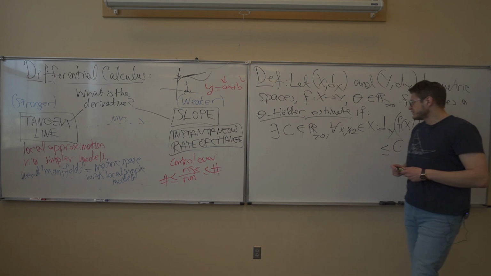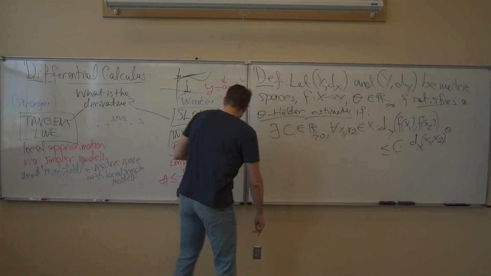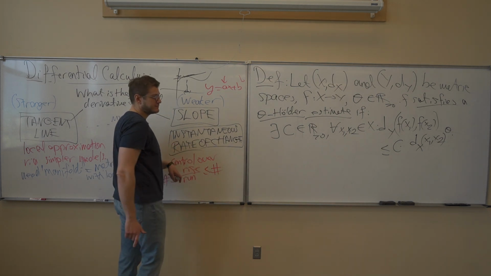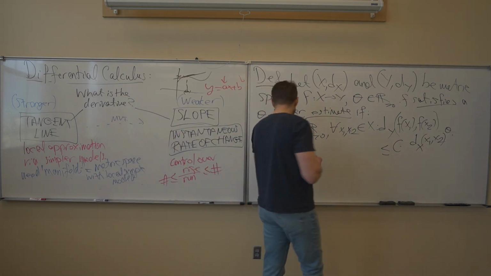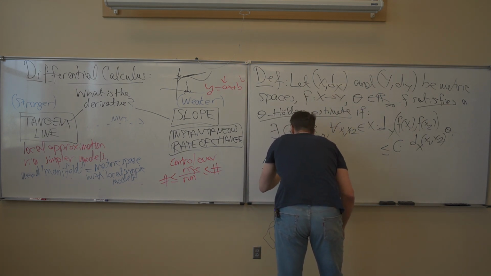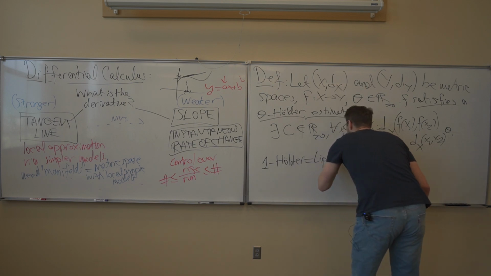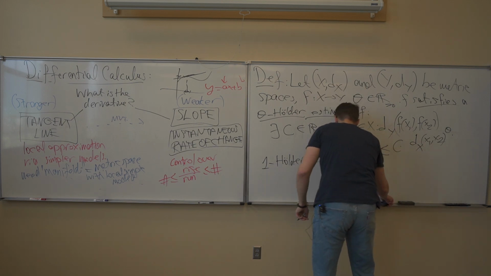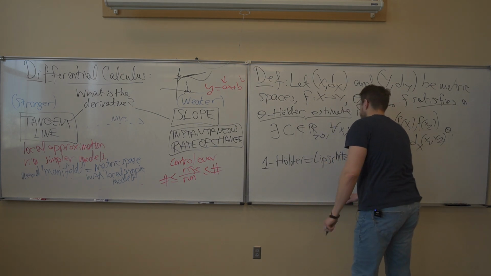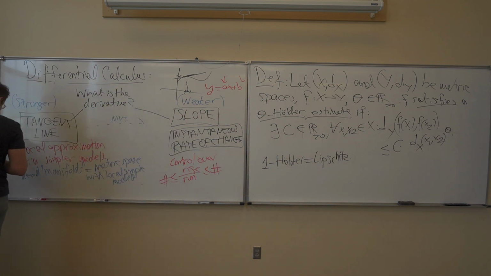And in a second, I'm going to give you an example. Let me finish this definition. If theta is 1 here, so that you get the actual rise over run instead of the run to the power theta, you call it a Lipschitz. So 1-Hölder is the same thing as Lipschitz. Okay. So here's a fundamental example.